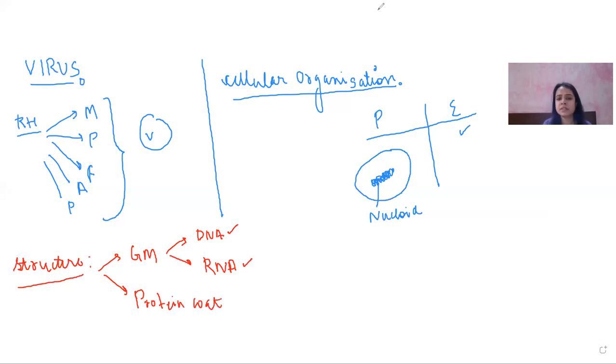Okay, a very simple structure if I draw it here: this is the genetic material of the virus, it can be RNA or it can be DNA, and this is being protected by the protein coat. Since they have a very different structure compared to eukaryotic and prokaryotic cells, they were termed acellular. Because they do not have a well-defined cellular structure, they were not placed anywhere in the five kingdom classification.